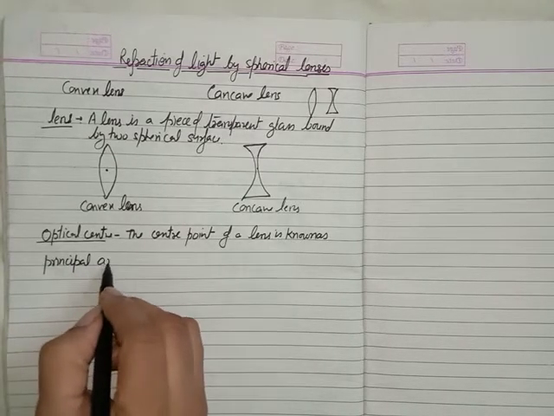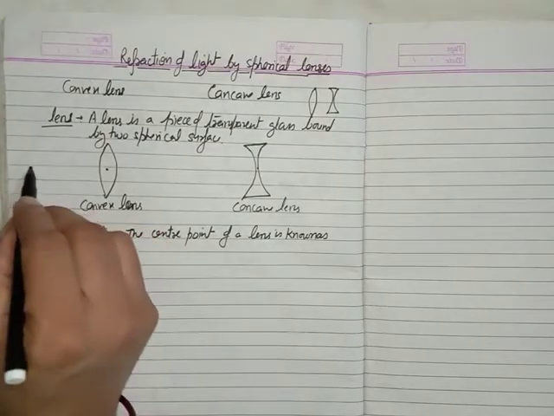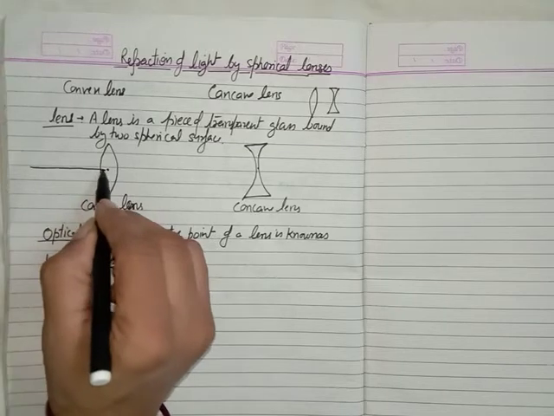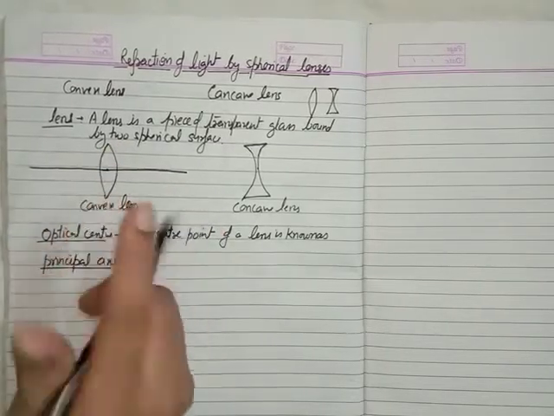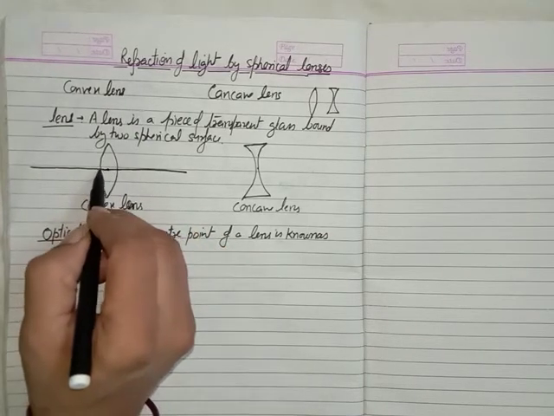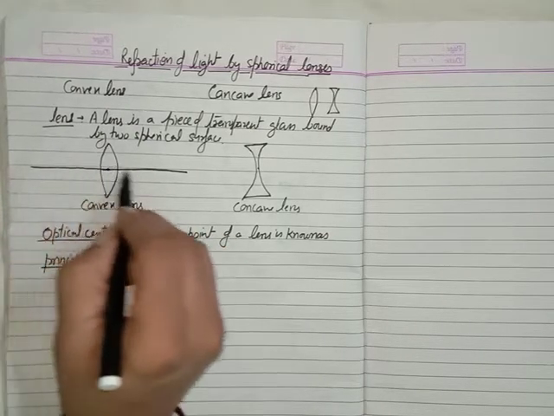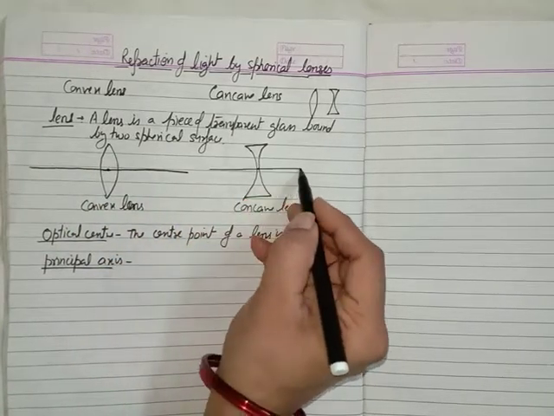First one is the principal axis. What is the principal axis? Actually, the line which passes through the optical center and is perpendicular to both surfaces, this surface and this surface, is called the principal axis for the concave or the convex lens.